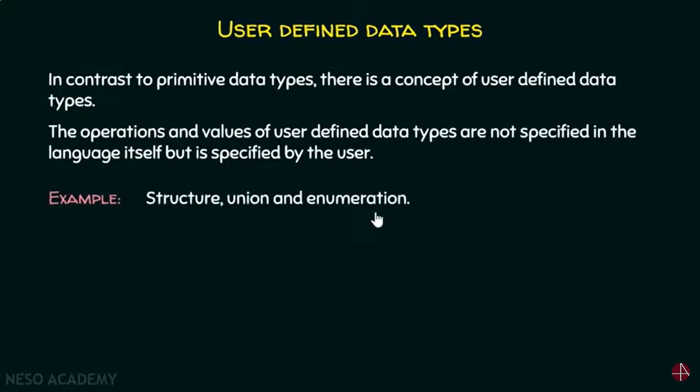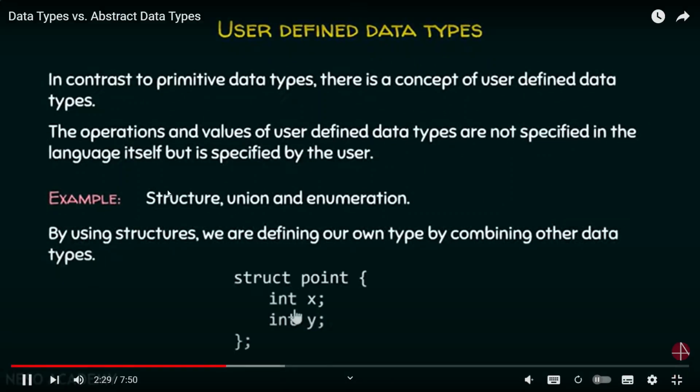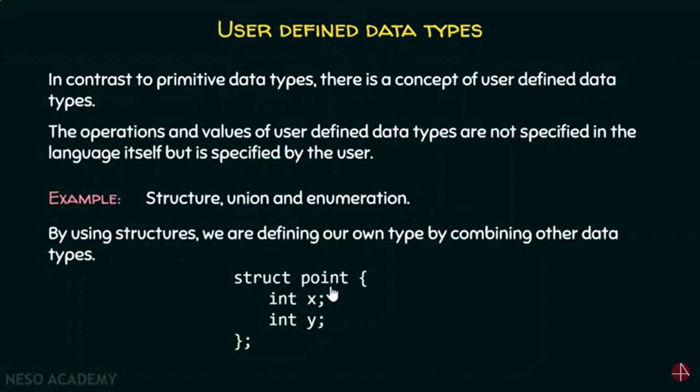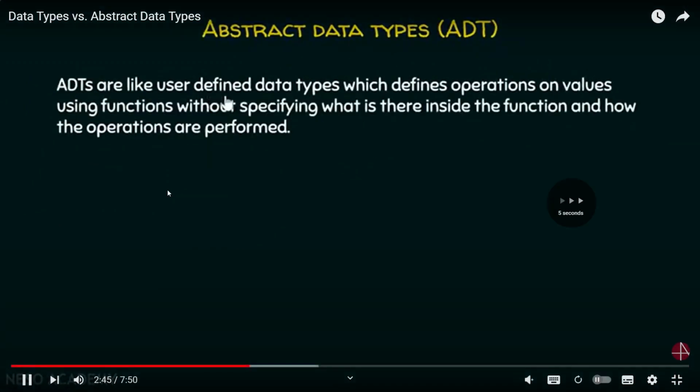Structure and union are examples of user defined data types. When we create a structure data type, for example with an int x and int y, we define a particular domain and particular operations that will be performed. So this is the basic difference between user defined data types and primitive data types. Next we go to abstract data types.